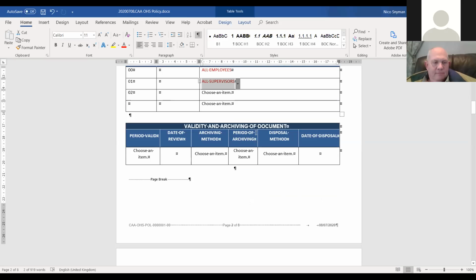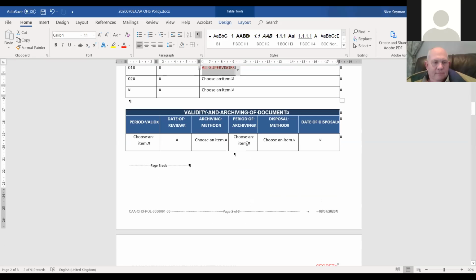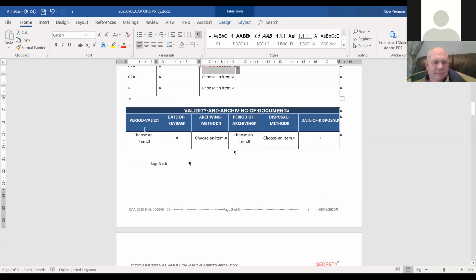Then validity and archiving of a document. You need to indicate the period that the document is valid for. Is it valid for 3 years, 4 years, 5 years, or do you have to revise it on a different cycle, is it 18 months? So the date of your review needs to be set, because then you can program it on your system to say that the document needs to be reviewed 6 weeks or 8 weeks ahead, depending on your document life cycle. How quickly can you actually put it through, and do you have enough time to get everything there?